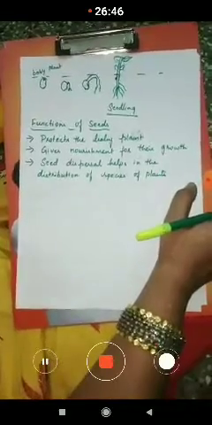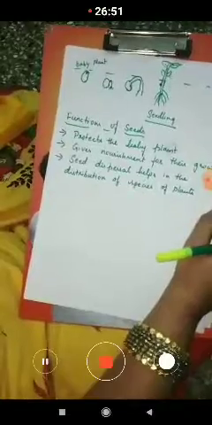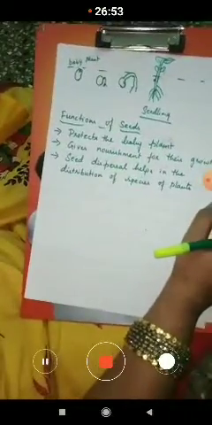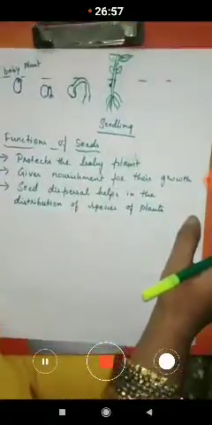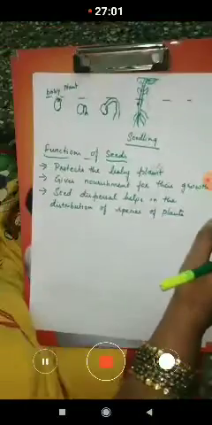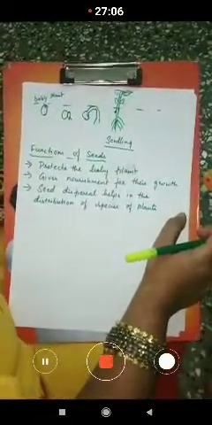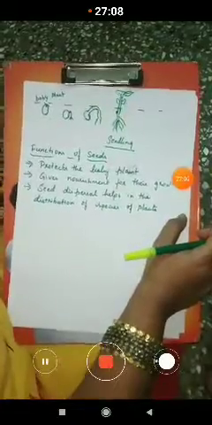So till now we have learnt the root system and the shoot system. In the shoot system we have learned the stem, the leaf, the flower, the fruit and the seed, children. So this is about the structure and function of living organisms, plants. So we have completed the lesson, children.